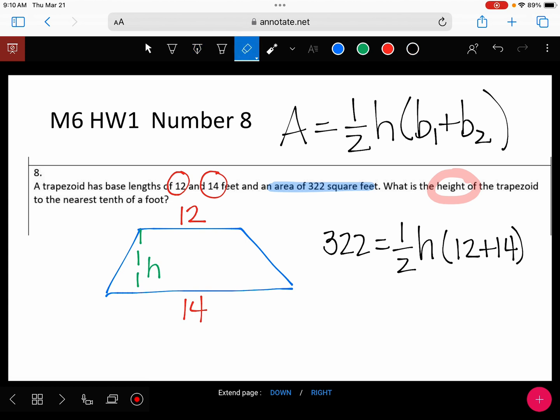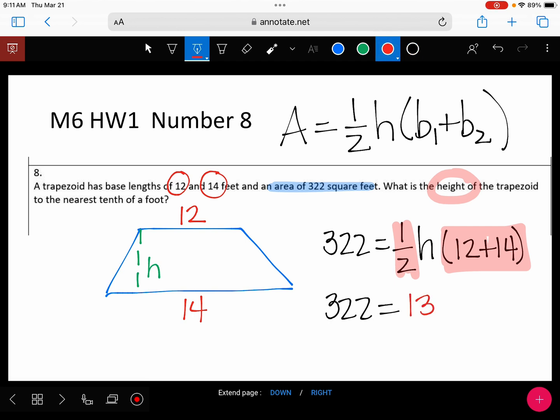So what I want you to do in your calculator is put the 1/2 and multiply it by 12 plus 14. We can't put h in the calculator, obviously, because we don't know what h is. But you can add 12 plus 14 and then multiply that by 1/2 to figure out what that number would be. So 12 plus 14 is 26. And what's 1/2 of 26? 13. So what we end up getting is 322 equals 13 times the height.